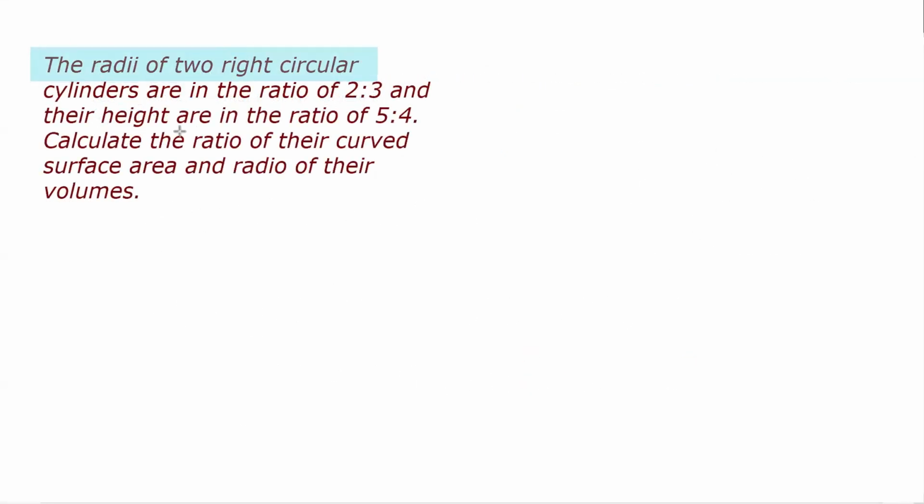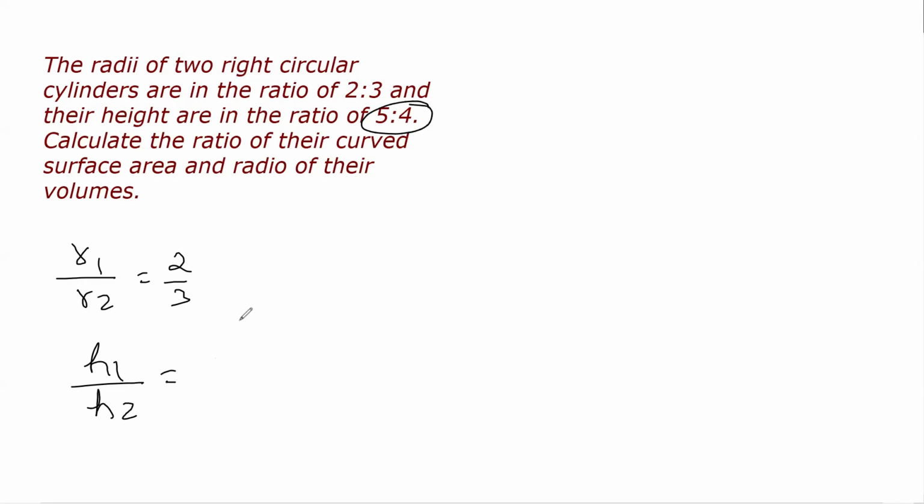In this question, we are given the radii of two cylinders as 2 is to 3, and the ratio of their heights is given as 5 is to 4. What we have to calculate is the ratio of the curved surface area and also the ratio of their volume. So let's take their radii as R1 and R2. So R1 over R2 is equal to 2 over 3, and for the ratio of their heights, say H1 and H2, I'm indicating their vertical height, H1 over H2 as per the question is 5 over 4.